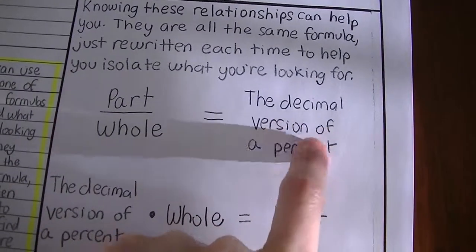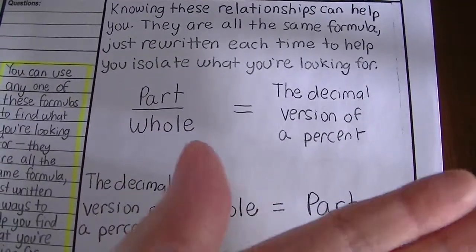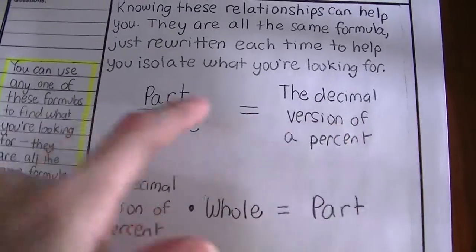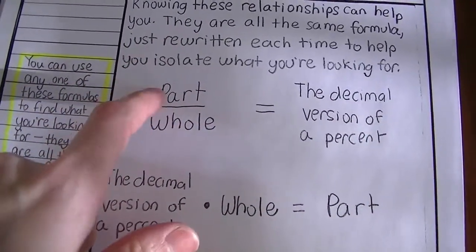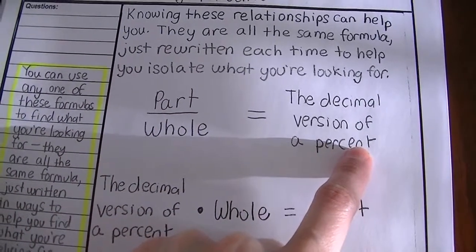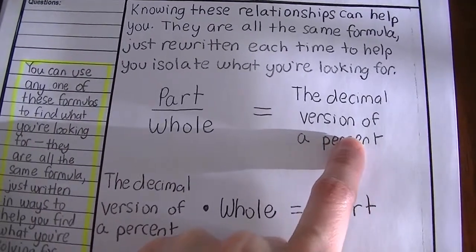If you're looking for the decimal version of a percent, like if a question's asking you to find the percentage of something, this would be the fastest equation to use. You would take your part divided by whole. When you do that, it would give you the decimal version of the percent. And you should know from previous teachings how to convert a decimal to a percentage.